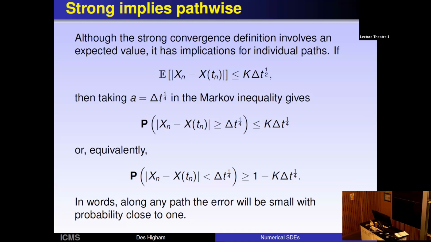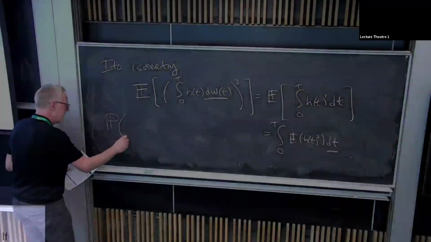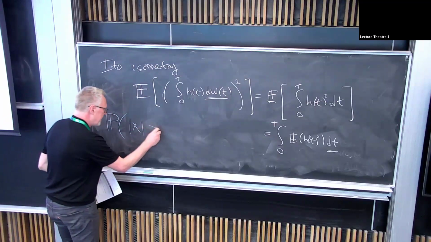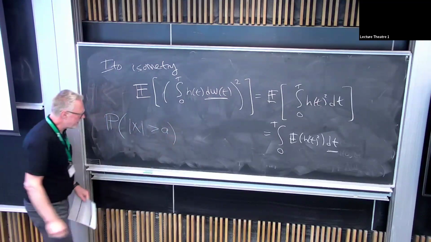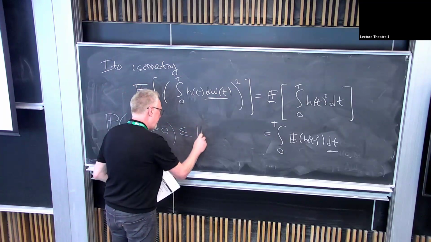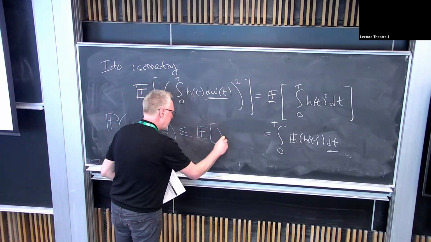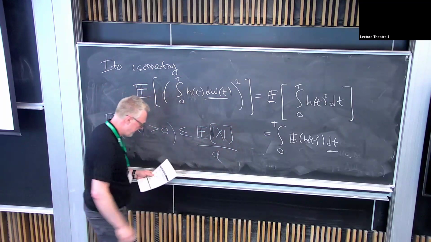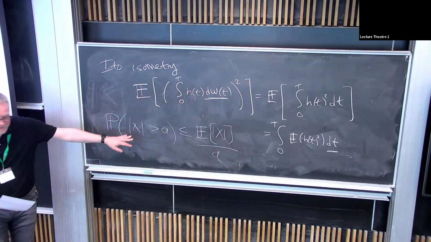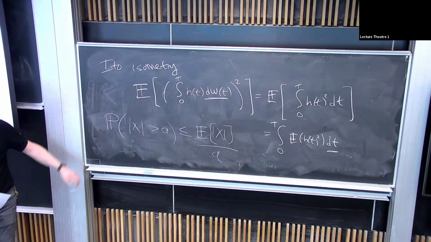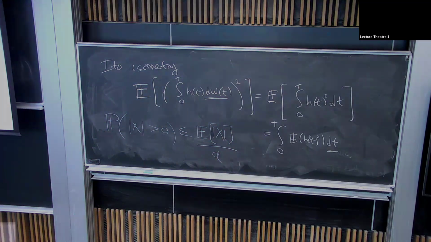Markov says the probability that, say, a non-negative random variable exceeds any value you like, A, can be bounded by the expected value of that random variable divided by A. So it's a very general result: as long as those things make sense, it's true. Of course, it's not sharp for a typical X, but it's true.